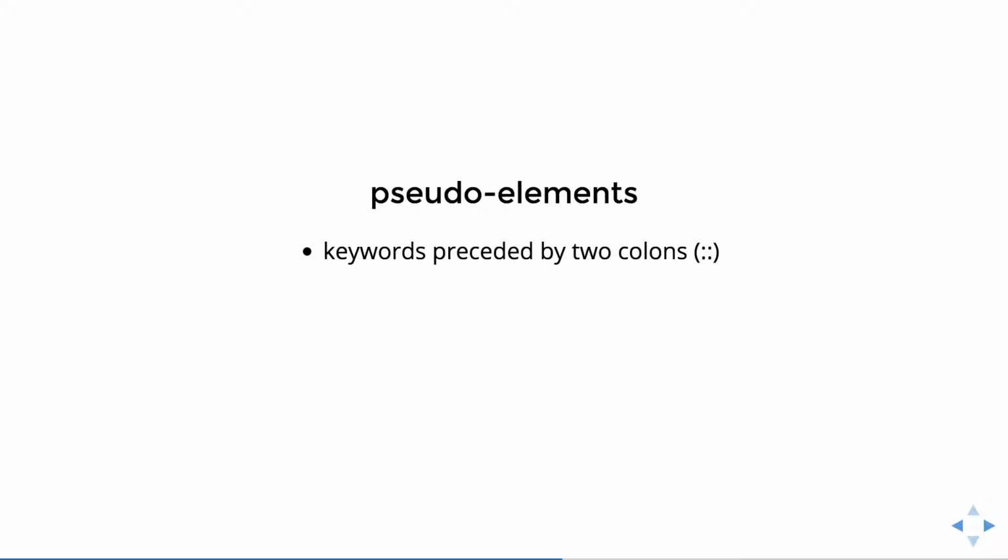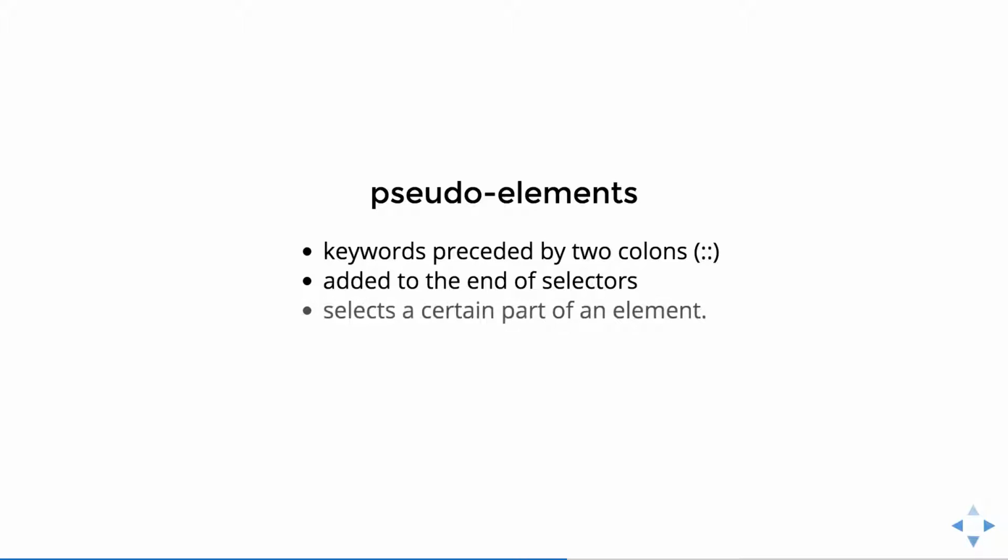Yeah. So they're keywords, again, preceded by two colons this time. And you also typically add them to the end of a selector. They typically select just a certain part of an already existing element.